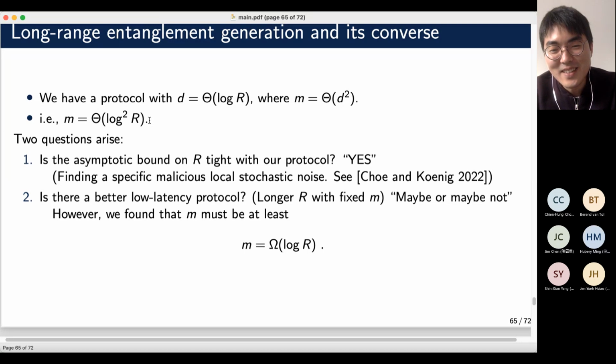Okay, I see. So it is unknown whether there is a low latency protocol which achieves this bound. Oh, okay. Yes, our protocol is a low latency protocol, but it does not achieve this bound. I see.